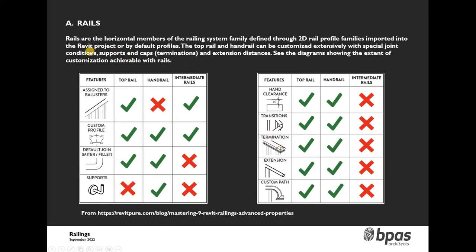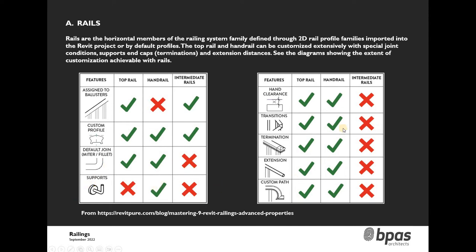Okay, and the diagrams here at the bottom are diagrams I extracted from this blog, Revit Pure, that shows the various properties of the top rail, the intermediate rail, and the handrail. As you can see, you can assign balusters to top rails, you can't assign balusters to handrails, and you can host balusters on intermediate rails. Custom profiles are allowed for all three. You can create special joint conditions for the top rail and the handrail, but not the intermediate rails.